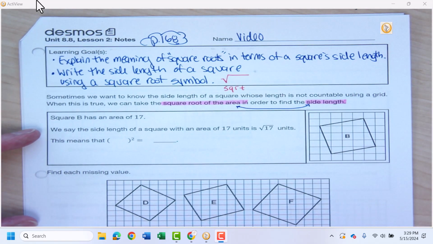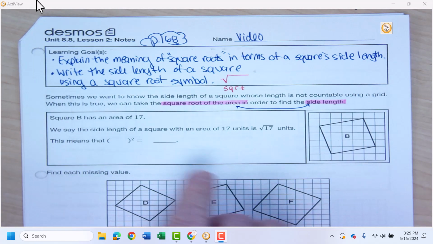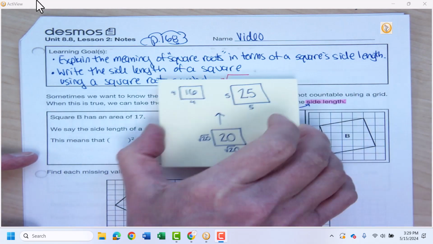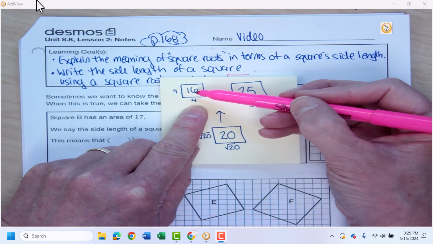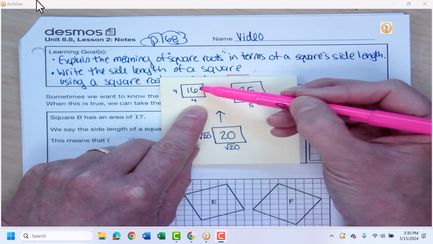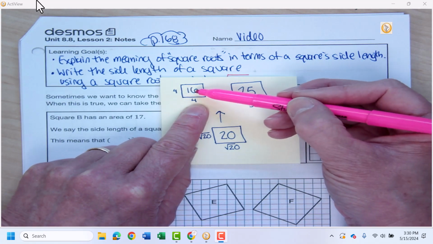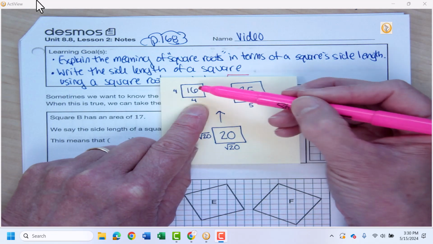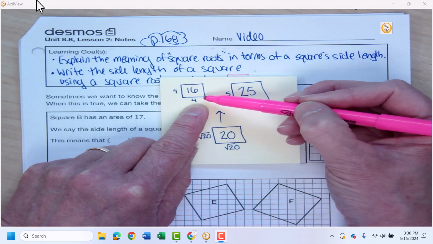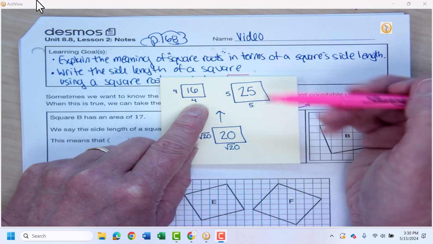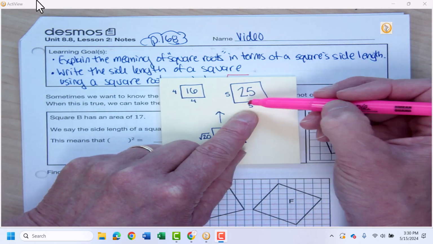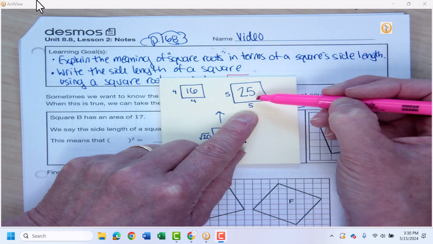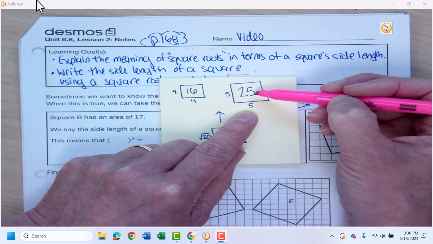Let me see if I can show you what I mean. I think it might be a little more clear than what we're about to talk about here. We have some pretty squares. If the area of the square is 16, I know there's an integer that I can multiply by itself to get 16. 4 times 4 gives me the area of 16. Or if it's a nice number like 25, there's a number that I can multiply by itself to get that area. It's 5. 5 times 5 is 25.